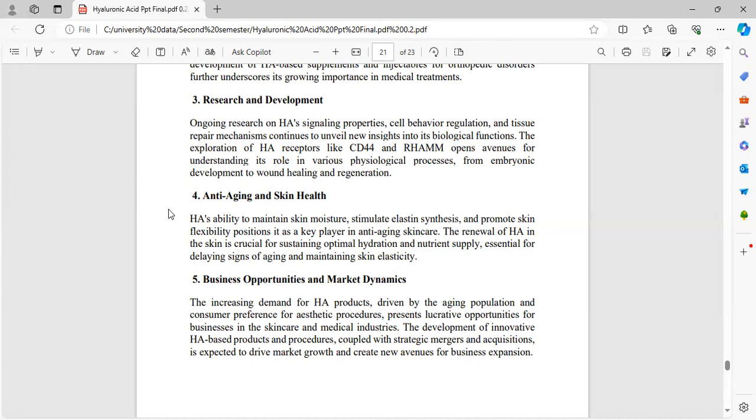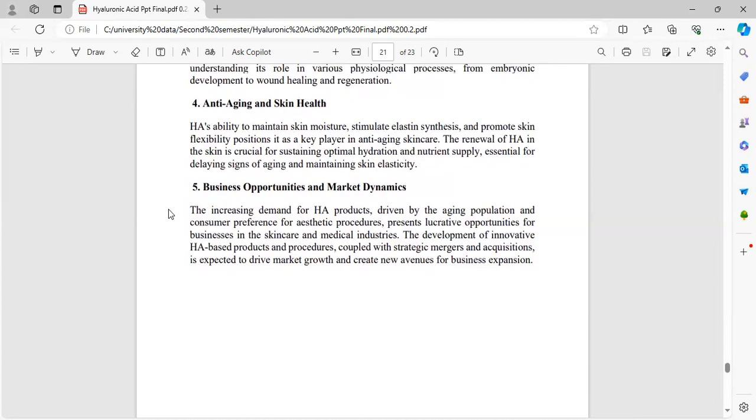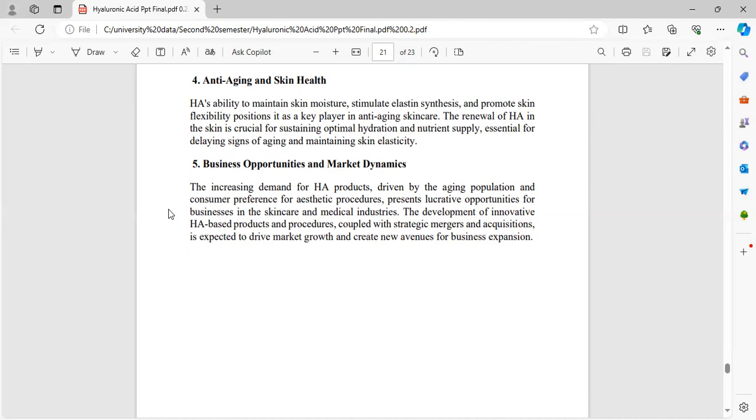The fifth one is business opportunities and market dynamics. The increasing demand for hyaluronic acid products, driven by the aging population and consumer preferences for aesthetic procedures, presents lucrative opportunities for businesses in the skincare and medical industries. The development of innovative hyaluronic-based products and procedures, coupled with strategic mergers and acquisitions, is expected to drive market growth and create new avenues for business expansion.